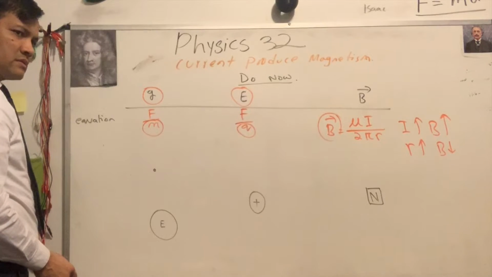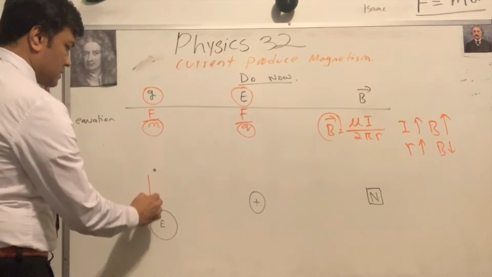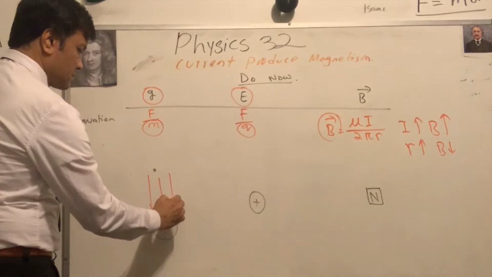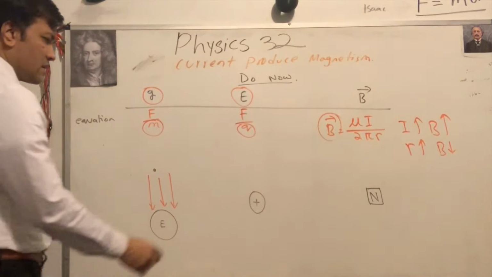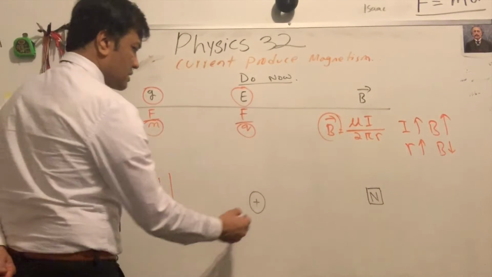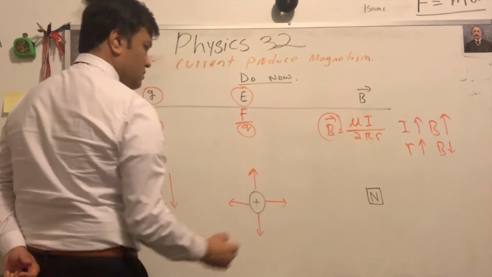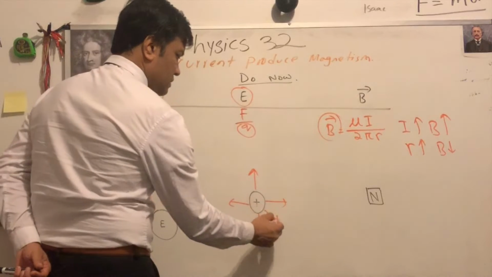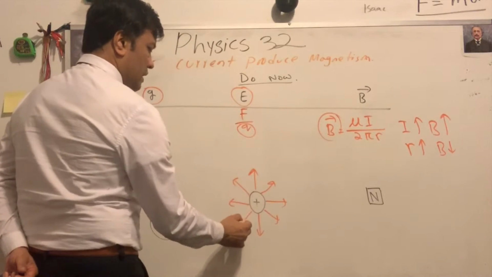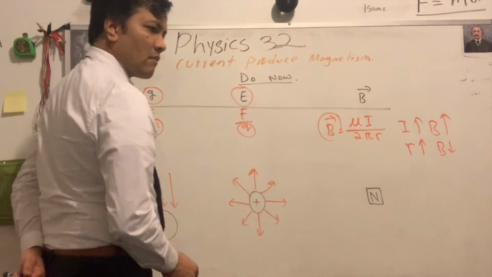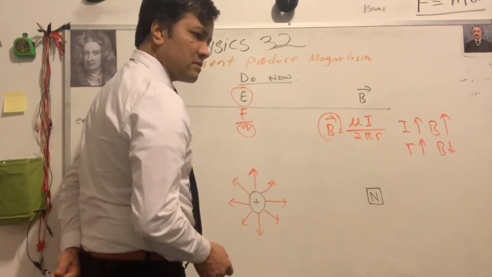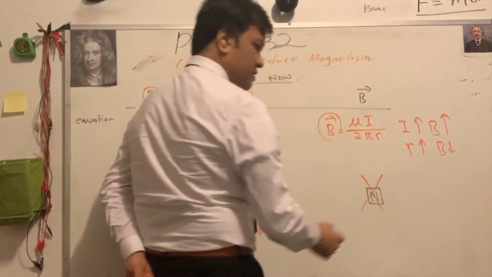So now let's go draw the field. This is the gravitational field. Okay. Let's draw the electric field. So this is the electric field. It goes radially outward. All right. Let's draw the magnetic field. But we cannot draw it.